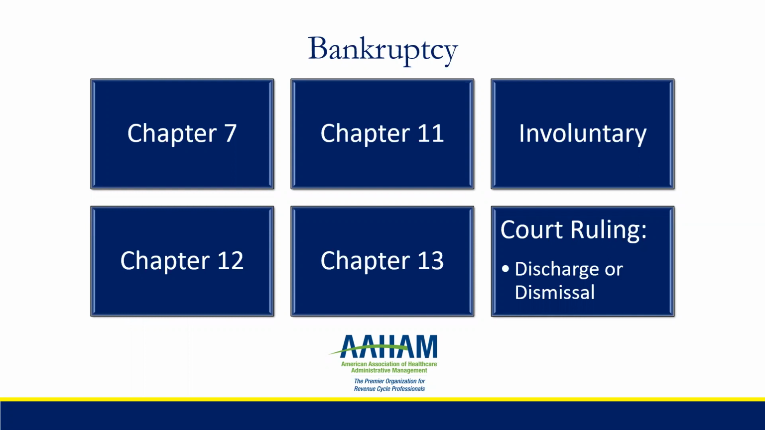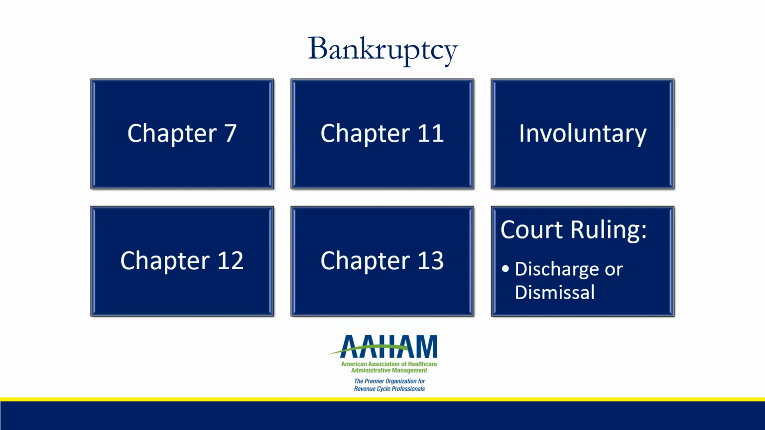Chapter 7 applies to individuals and businesses that cannot pay their debts based on their income. Except for exempt property as defined by state laws, the debtor's assets are auctioned to satisfy creditor claims. Around 70% of all bankruptcy claims are filed under Chapter 7.